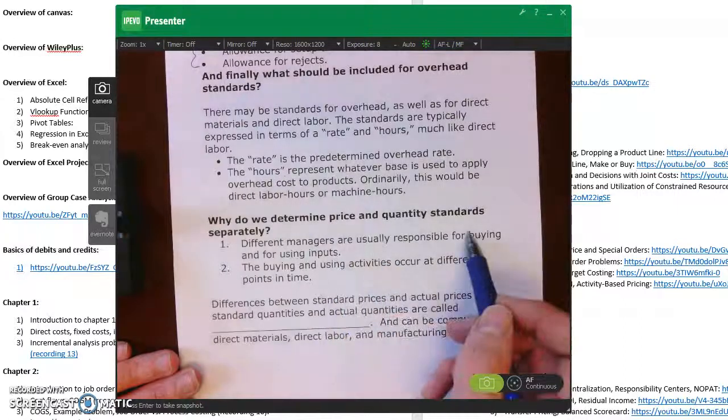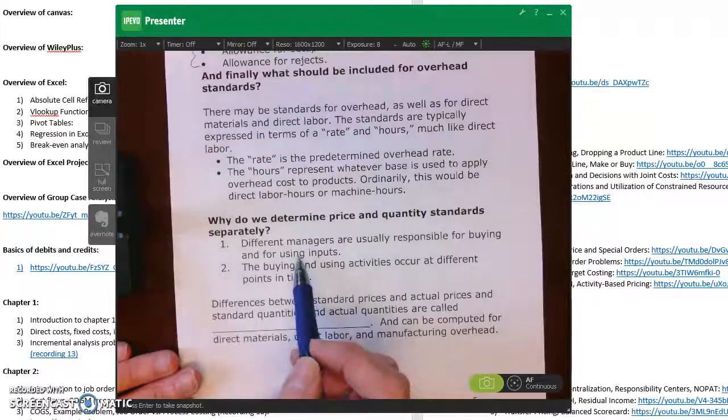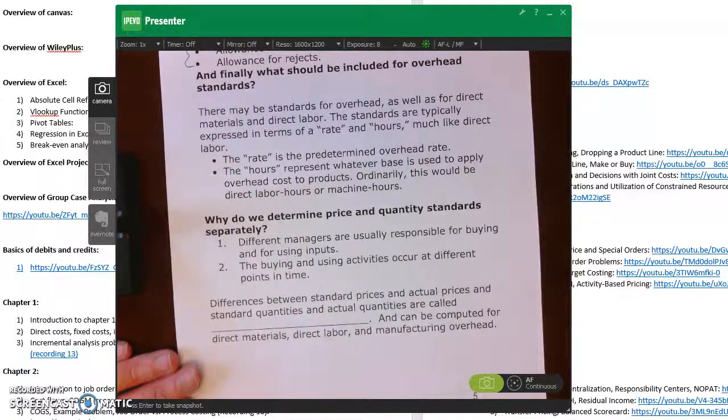So if there's two different people, you want to calculate these two standards differently so that you can figure out who to hold accountable. If we have an unfavorable direct materials price variance, we might want to go to the purchasing manager. But if we had an unfavorable direct materials quantity variance, we might want to go to the production line supervisor. Okay, so that's why we want to develop these separately.